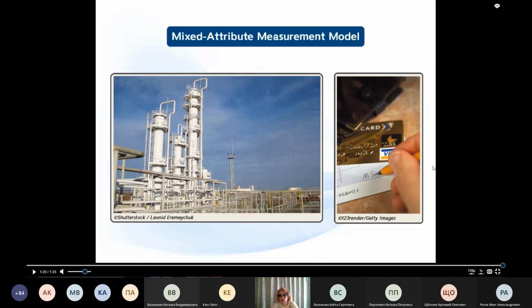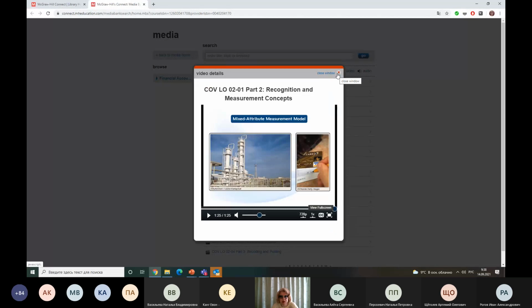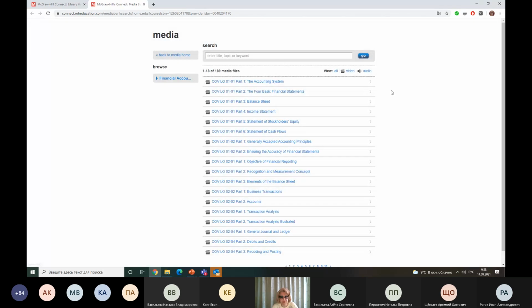So right now I don't want to comment too much about this principle, but you should understand that in the mixed attribute measurement model, we should combine different elements or different components of the total cost of any asset. So this is about basic principles, and I would like to say that it's not the whole list. And today we discuss the most important accrual principle or accrual assumption of accounting also.